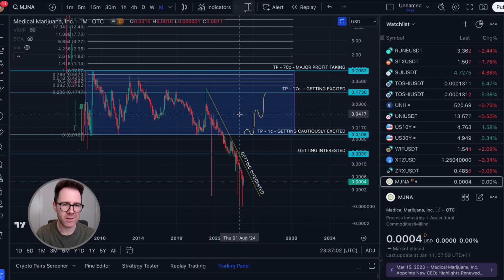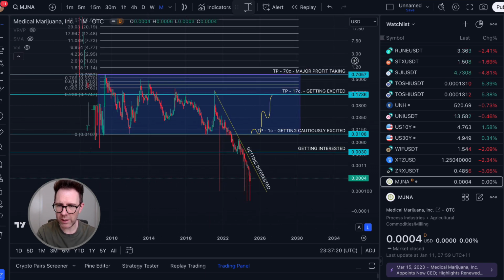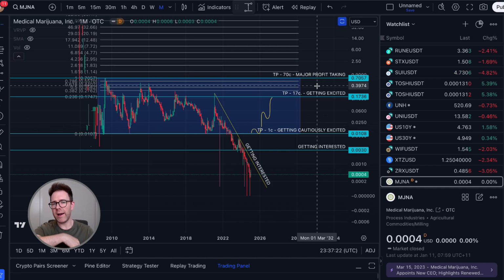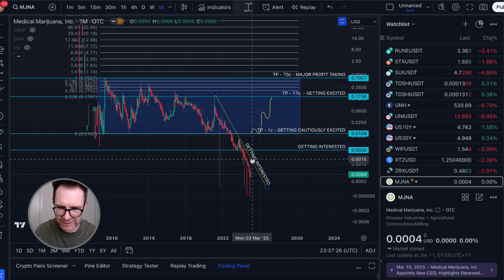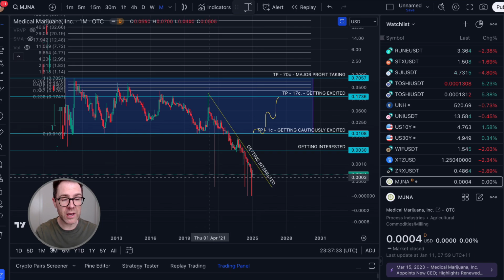With this thing, I'm just saying there's the major areas that I would look at. Particularly here, wait for getting excited, take some profits at 1 cent, and then maybe just play this range, and maybe your major profit-taking area is maybe you're all out at 17 cents. That would be a pretty decent profit, yeah? That's medical marijuana, MJNA. I have no idea about the fundamentals. Is it going to be a huge thing from here? Don't know, but then you need to at least see it get over this getting interested line. Cool. Those are those areas for MJNA.